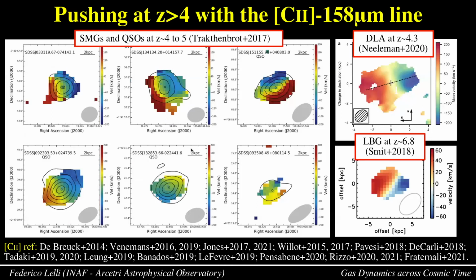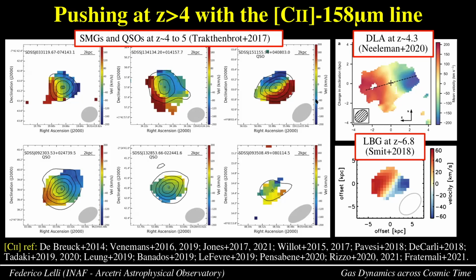Finally, over the past year, there has also been a strong push towards higher redshift using the [CII] line at 158 micron, which is observable with ALMA. These are just some examples of galaxies that were originally identified in different ways, observing [CII]. For example, these are some millimeter galaxies and quasars between redshift 4 and 5. This is a DLA around redshift 4, and this is a Lyman break galaxy almost at redshift 7. So as you can see from the [CII] line, there is evidence for rotation in these systems.